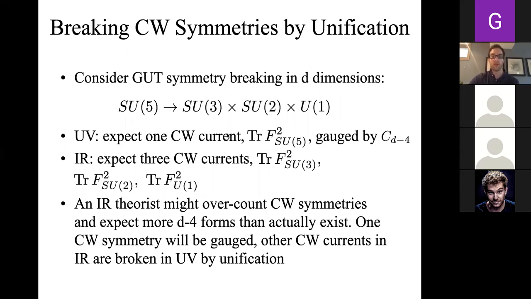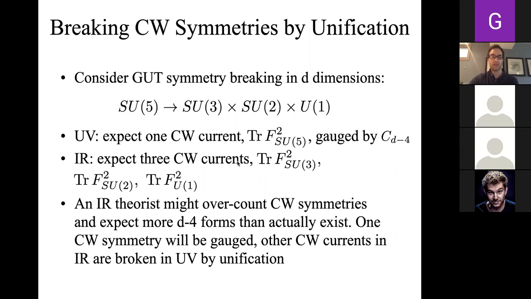So let's suppose that we are working in d dimensions. Again, think d greater than or equal to 5, most likely. And let's consider just ordinary GUT symmetry breaking. So we have SU(5) broken to SU(3) times SU(2) times U(1). In the ultraviolet, if you're looking at this, you will expect just a single Chern-Weil current, trace of F_SU(5) squared, which you expect will be gauged by some D-4 form, as we just saw.